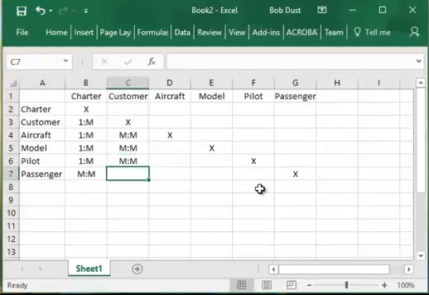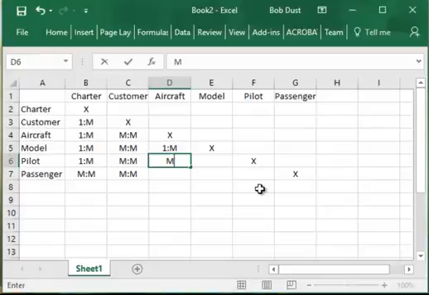Customer to passenger. A customer can have many passengers. A passenger could fly for more than one customer. Aircraft to model. Now, an aircraft is only of one type of model, but a model can have more than one aircraft. Aircraft to pilot. An aircraft can have more than one pilot, and a pilot can fly more than one type of aircraft, so that would be a many to many.